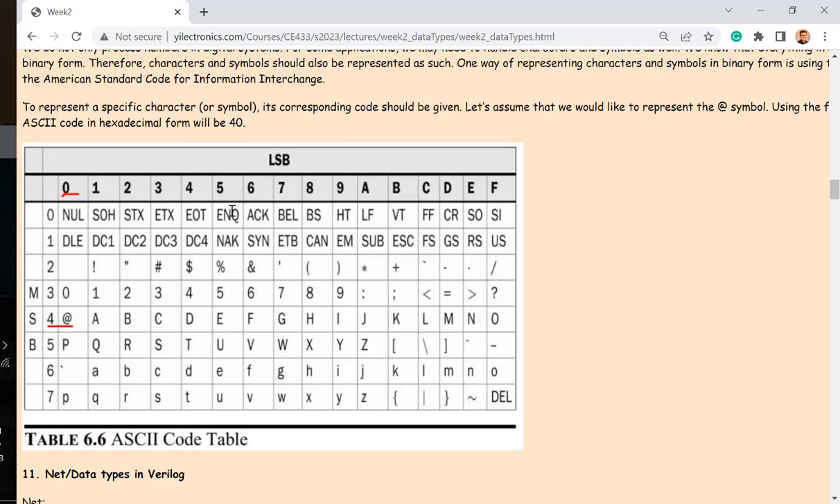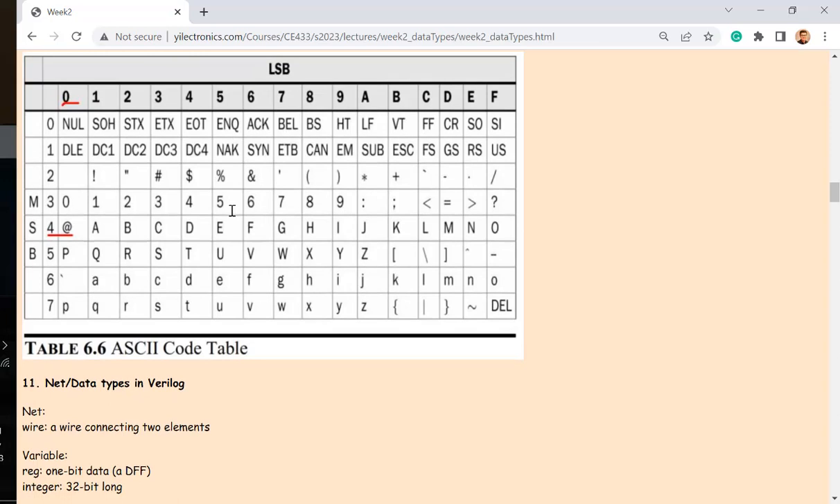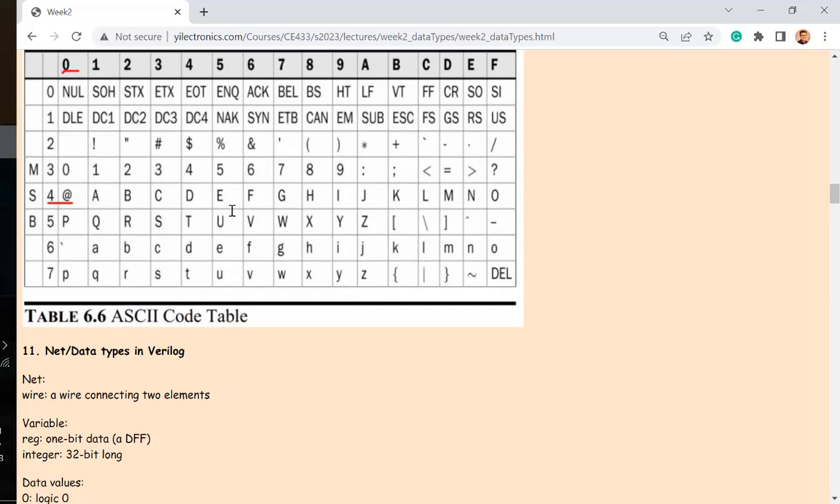So for the email, the @ symbol, let me know what is the ASCII code for that symbol? 4. No, for 0. See, MSB, I told you MSB. So this is MSB for the hex number, so it must come first, right? So it's before 0. So what is G? George, G. 4, 7. Yeah. That's it.